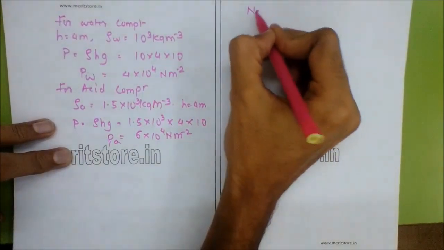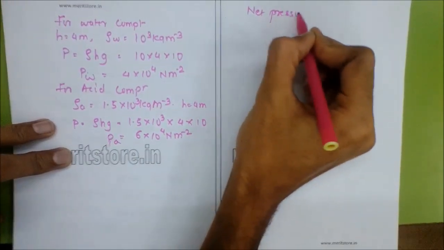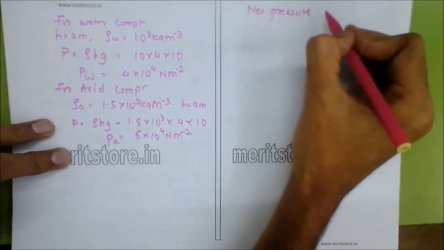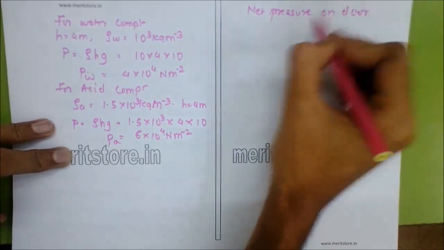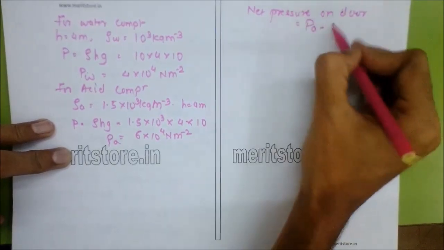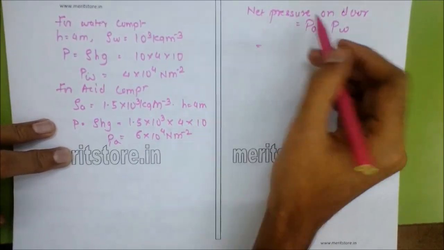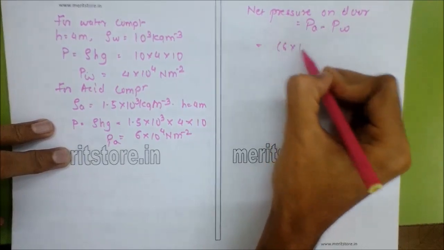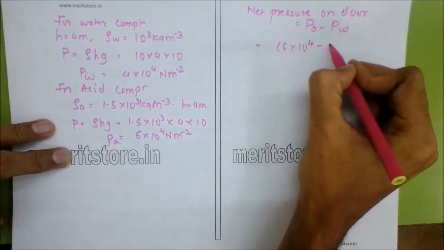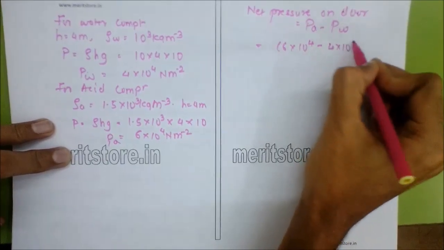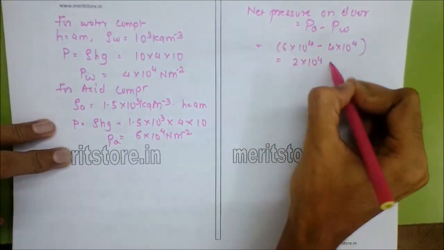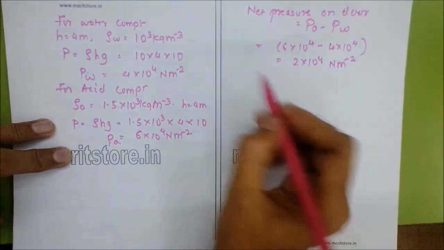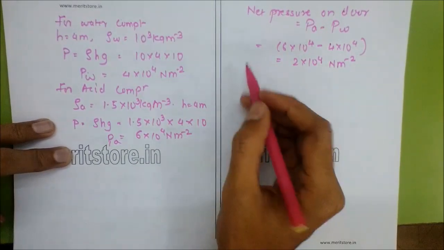So we are calculating the net pressure applied on the door. Net pressure applied on the door will be the pressure difference between the acid and the water. That will be 6 into 10 raised to 4 minus 4 into 10 raised to 4. So that gives you 2 into 10 raised to 4 Newton per meter square.